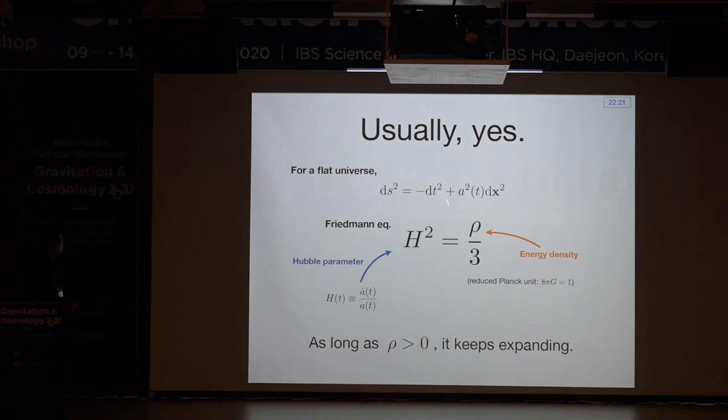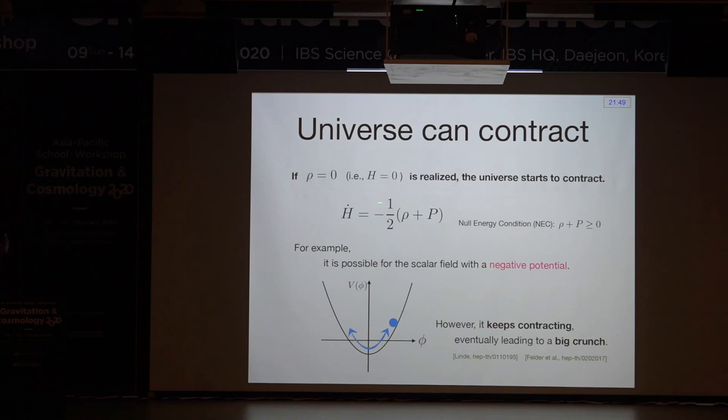Then in this case, the Friedmann equation says that the expansion of the universe, the Hubble parameter H, is given by the energy density of the universe. As you see, if the energy density is positive and initially the universe is expanding, then it keeps expanding forever. But once this rho, the energy density, vanishes, then Hubble vanishes, so at that moment the expansion stops. And at that moment, because of another Friedmann equation describing the evolution of Hubble, the time derivative of Hubble is non-positive under the null energy condition.